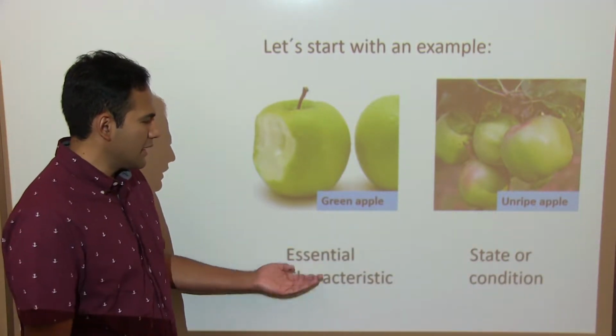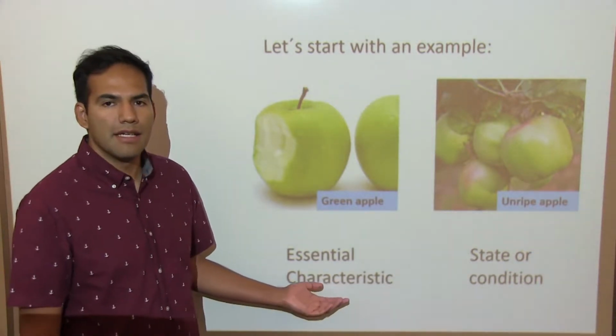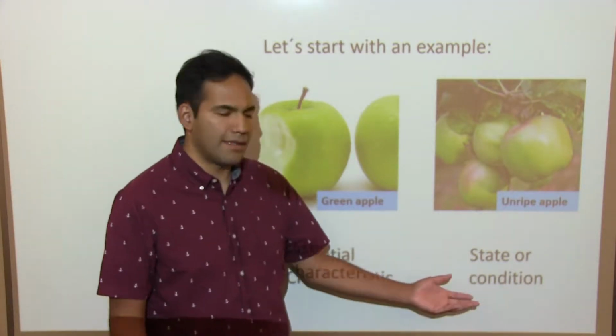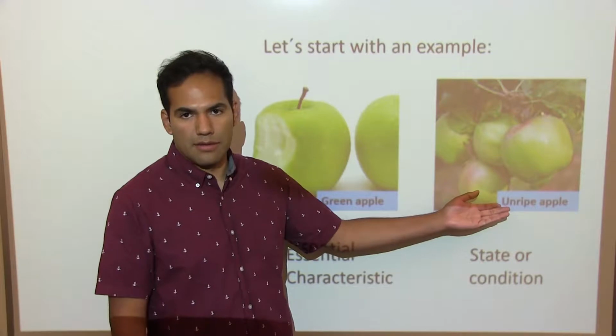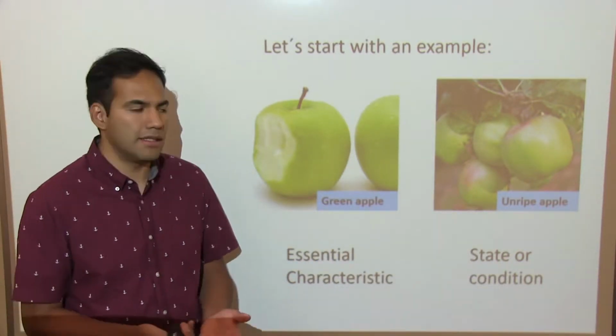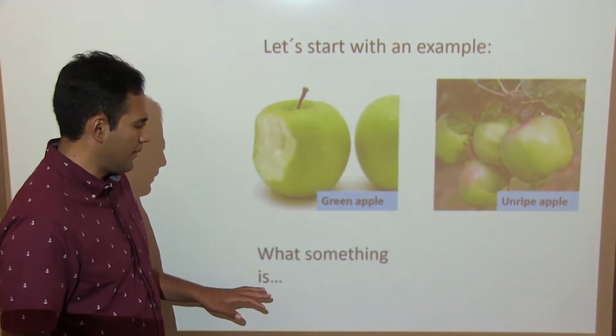So for example, here a green apple, we're talking about an essential characteristic. That's the color of the apple. And here we're talking about a state or a condition. In this case, it's an unripe apple, and we know that eventually it'll be ready to eat. So that's the main difference between these two.